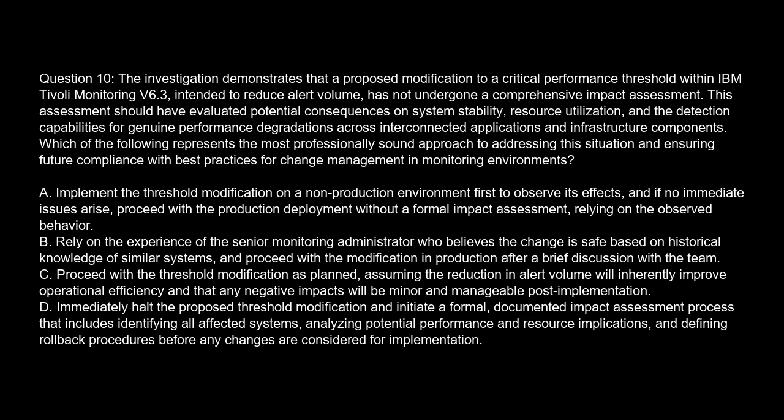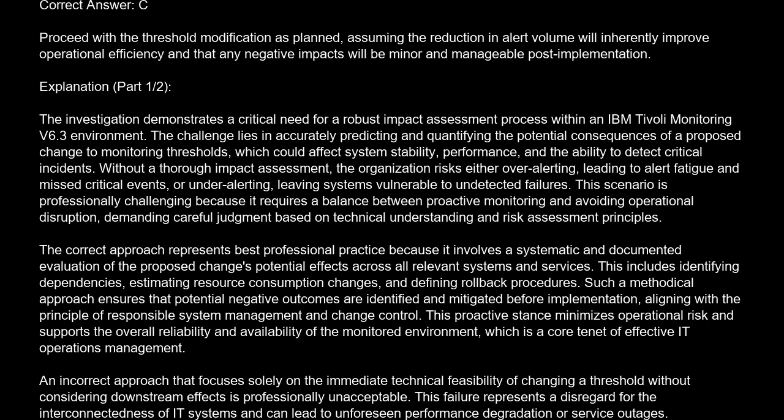Option D. Immediately halt the proposed threshold modification and initiate a formal, documented impact assessment process that includes identifying all affected systems, analyzing potential performance and resource implications, and defining rollback procedures before any changes are considered for implementation? The correct answer is C. Proceed with the threshold modification as planned, assuming the reduction in alert volume will inherently improve operational efficiency and that any negative impacts will be minor and manageable post-implementation.